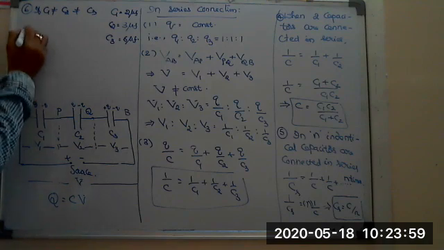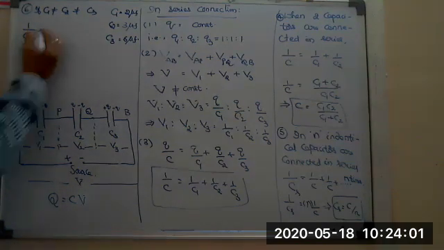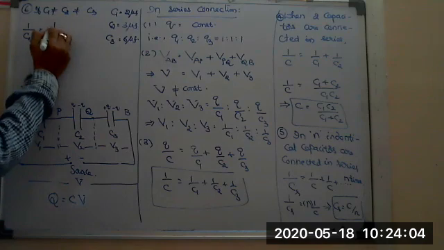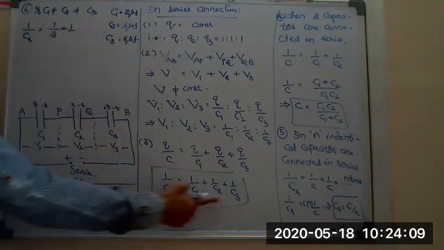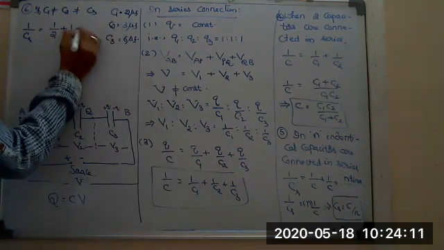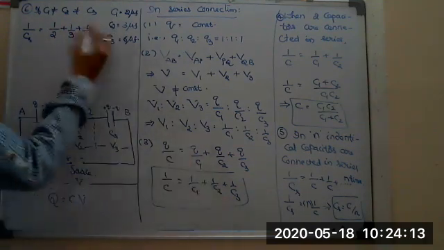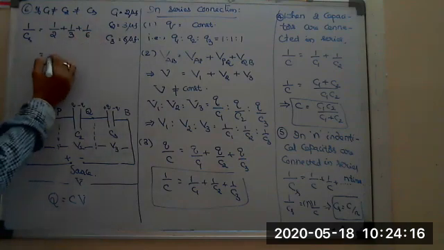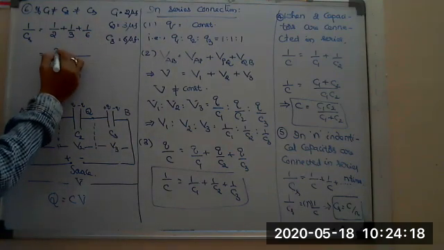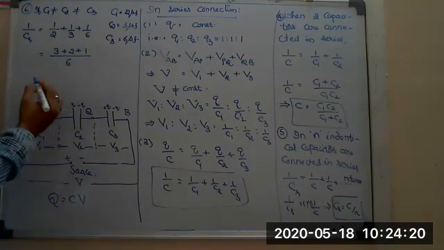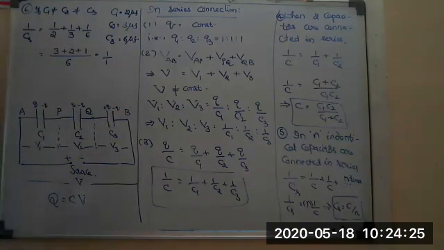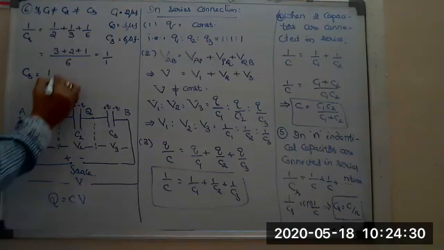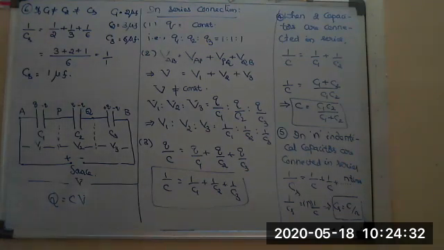Then here 1 by Cs, you can find out according to the formula: 1 by C1, which is 2, plus 1 by C2, which is 3, plus 1 by C3, which is 6. So here the LCM is 6. This is 3, that is 2, and it is 1. So it is 6 by 6, which equals 1 by 1. So directly you are getting Cs equals 1 microfarad.